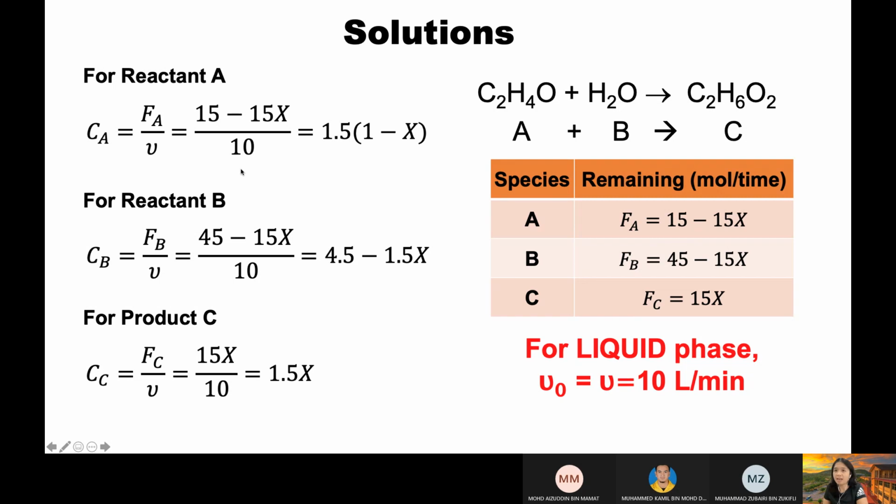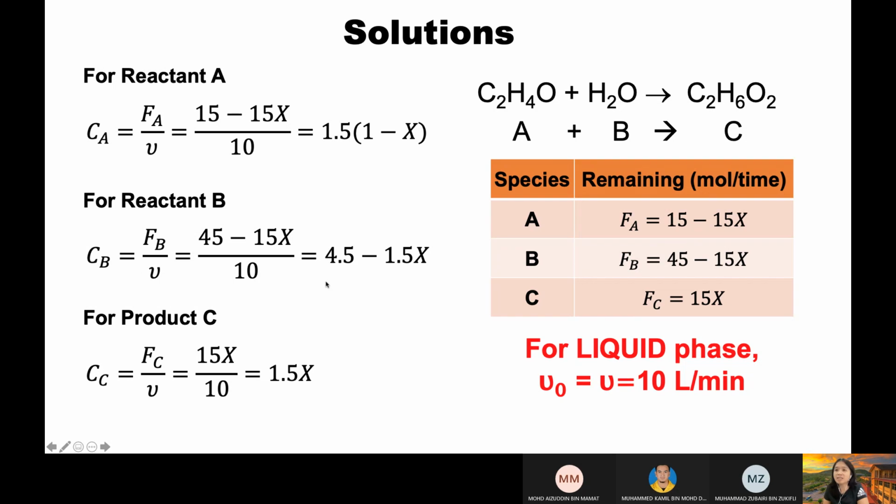So I will use 10. So you divide, you get 1. You remember that if there are two terms on top and one below, both terms on top must be divided by the number below. So 15 divided by 10 is 1.5, and 15X divided by 10 is 1.5X. That's why you get 1.5 in bracket 1 minus X. So suppose you know the value of X, you will replace the value of X.